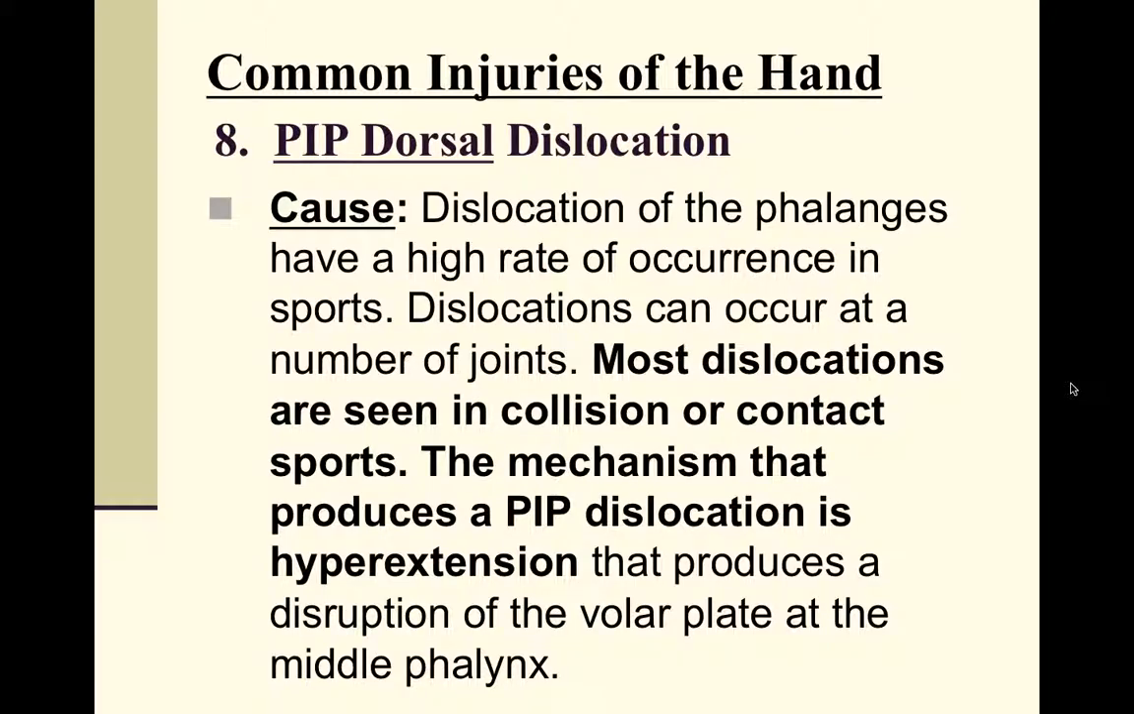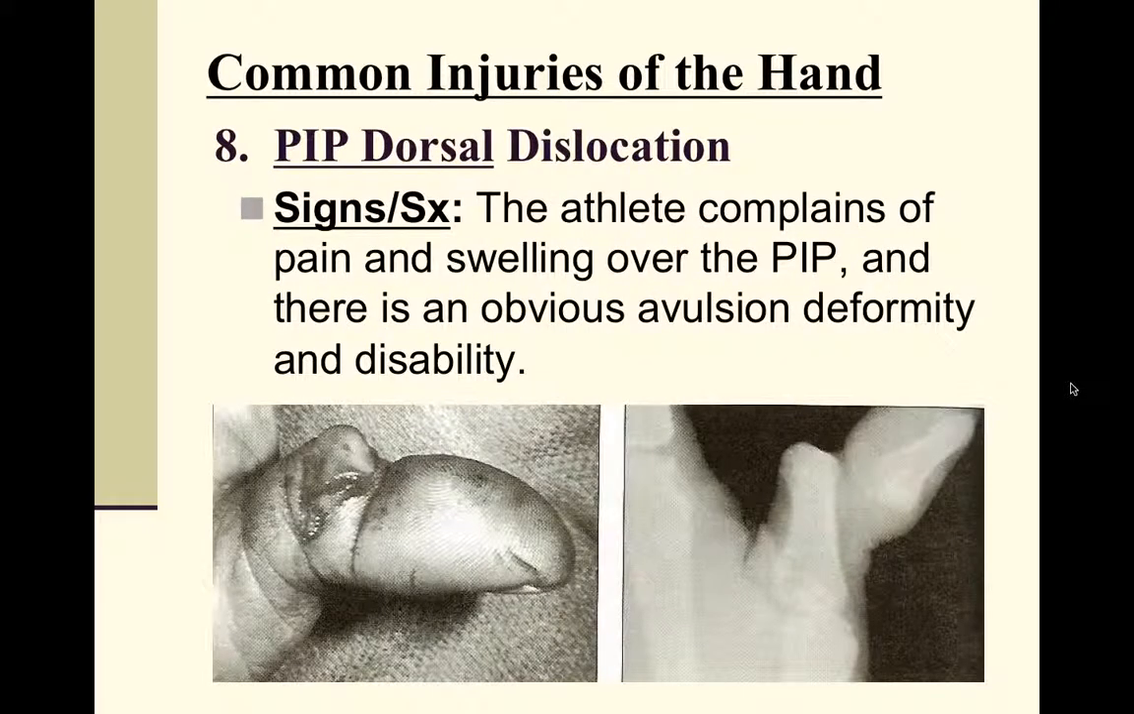All right, dislocation. So if I have a PIP joint, right, proximal interphalangeal joint, and it's dislocated dorsally, so towards the back of my hand, this is usually seen in like a collision or contact sport, okay? It's usually because of a hyperextension. So for all the rest of these injuries I'm going to go over, I would just know, okay, a PIP dorsal dislocation is caused by hyperextension. That's the most important thing because it's nasty.